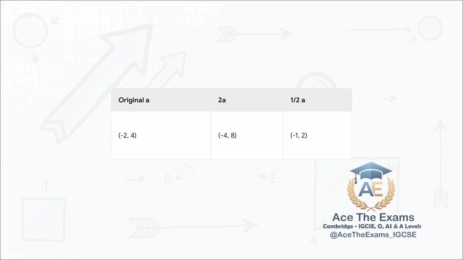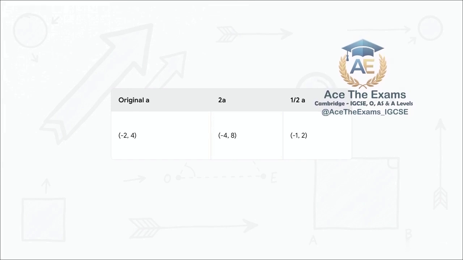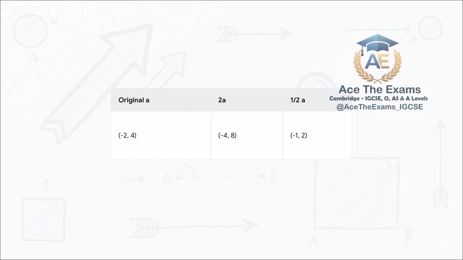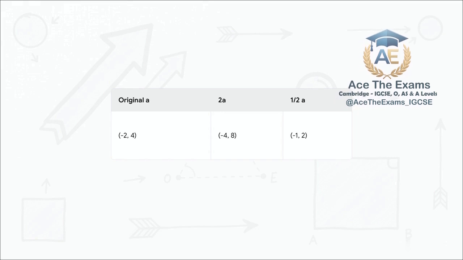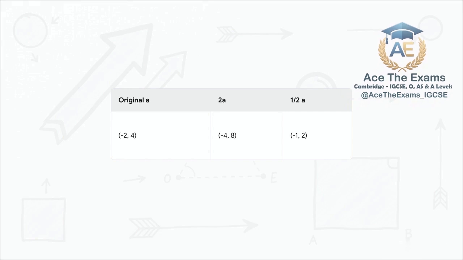If vector A is (-2, 4), then 2a means we just do that exact same movement twice. -2 times 2 is -4. 4 times 2 is 8. If we want half the journey, say 1/2 a, we just cut those coordinates right in half, giving us (-1, 2). The direction stays perfectly consistent, only the distance changes.